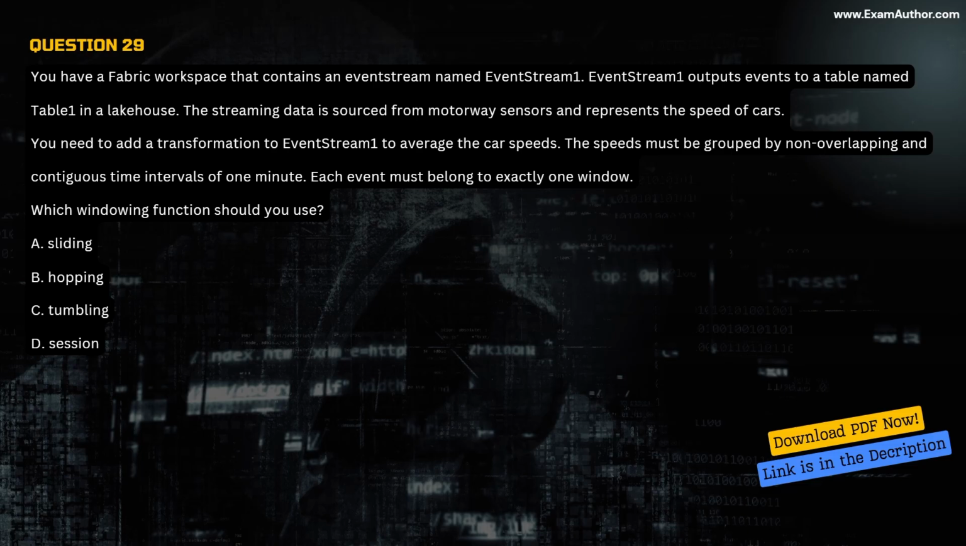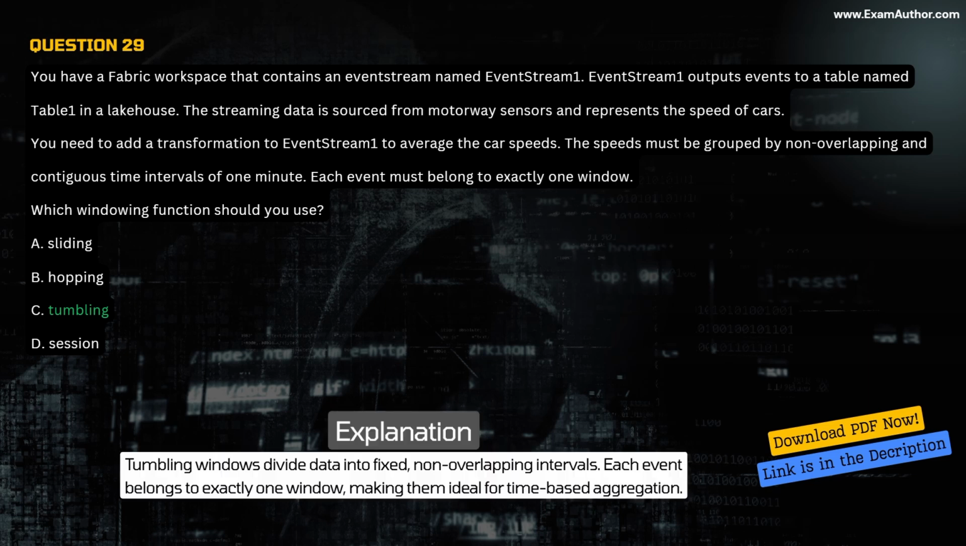A. Sliding. B. Hopping. C. Tumbling. D. Session. Correct answer, C. Tumbling. Explanation. Tumbling windows divide data into fixed, non-overlapping intervals. Each event belongs to exactly one window, making them ideal for time-based aggregation.